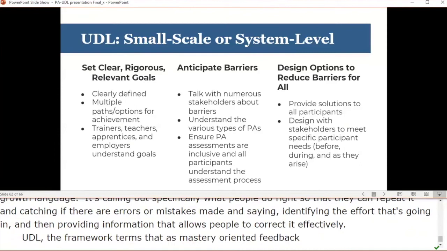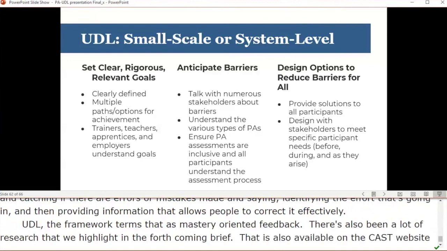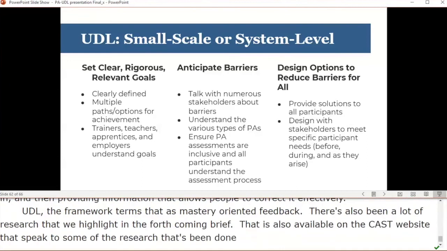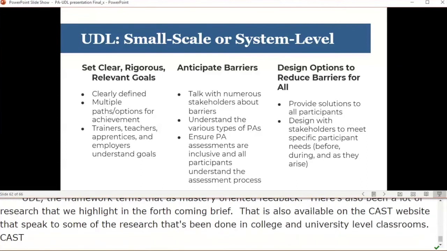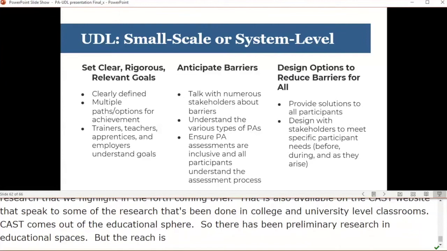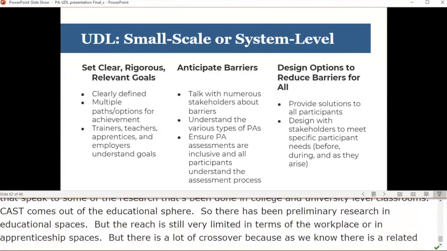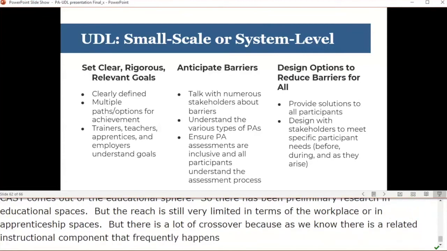There's also been a lot of research that we highlight in the forthcoming brief, and that is also available on CAST's website, that speaks to research that's been done in college and university level classrooms. CAST comes out of the educational sphere, and so there has been preliminary research in educational spaces, but the research is still very limited in terms of the workplace or apprenticeship spaces. But there is a lot of crossover, because as we know, in apprenticeship there is a related instructional component that frequently happens in a classroom-like setting, and so there are a lot of parallels that people can draw from.